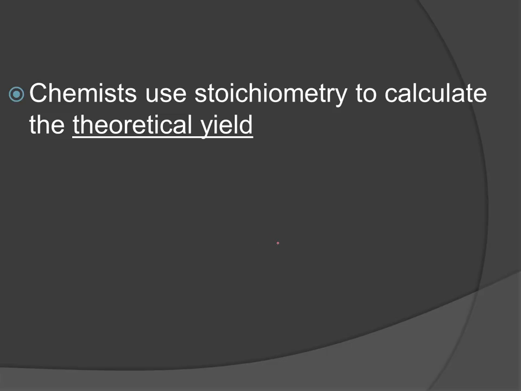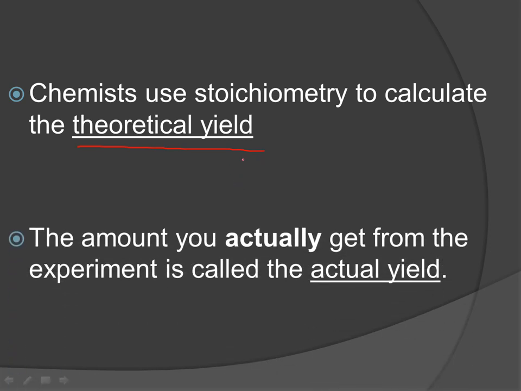Chemists use stoichiometry to calculate the theoretical yield. The math gives you the theoretical yield. The amount that you actually get from doing the experiment or doing the reaction is called, appropriately enough, the actual yield. Stoichiometry gives you the theoretical yield. Actually doing the experiment or reaction gives you the actual yield.